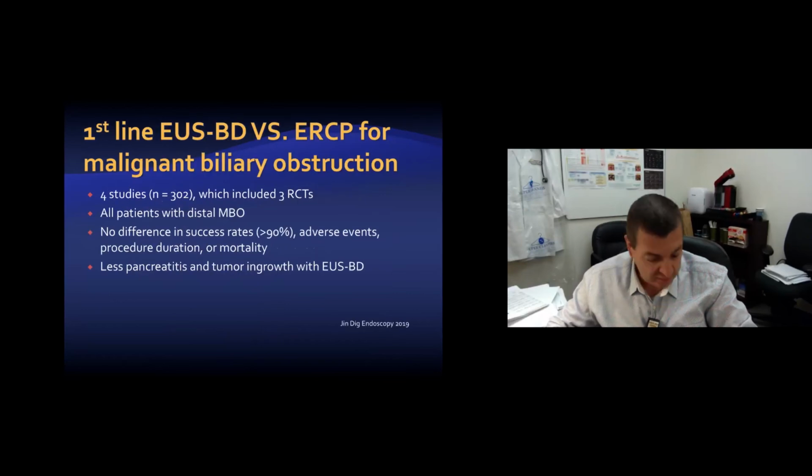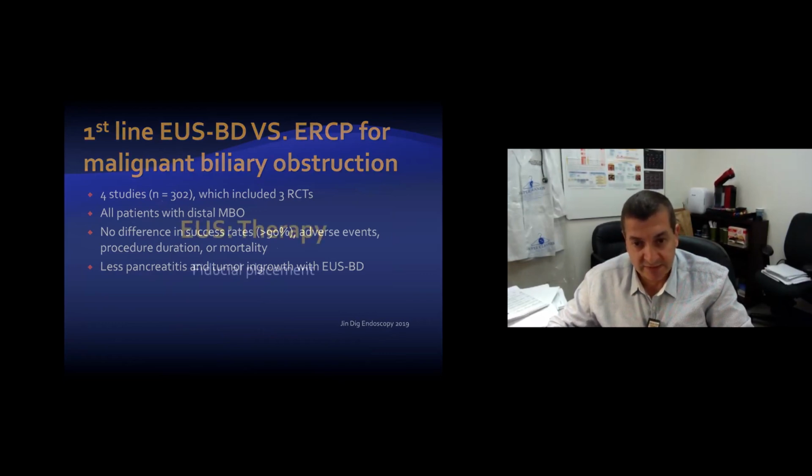I'm going to move a little bit quicker on this part. This shows that people even thought about doing EUS as a first-line therapy for malignant biliary obstruction, compared to trying ERCP or trying PTC. And it shows that they were very successful in the majority of those cases.